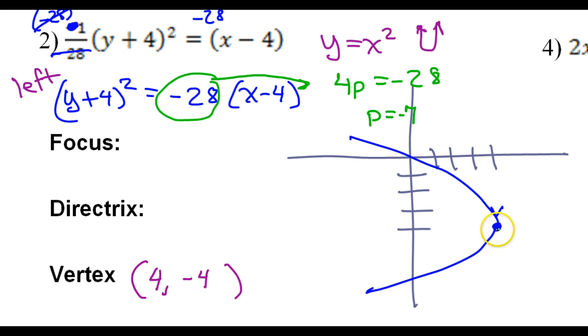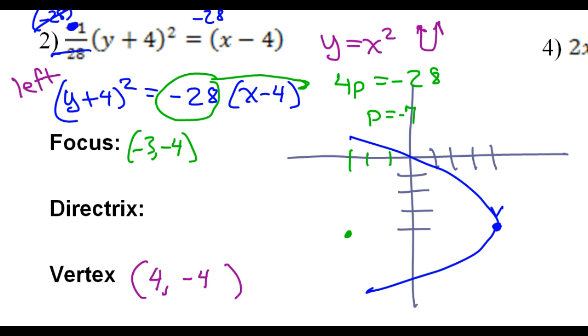Okay, so here I go. Right now, I'm over 4 to the right. So here I've gone 4 so far, and then I'll go an additional 5, 6, 7. So that'd be right there. Okay, now of course this is the point (-3, -4). So that's my focus.